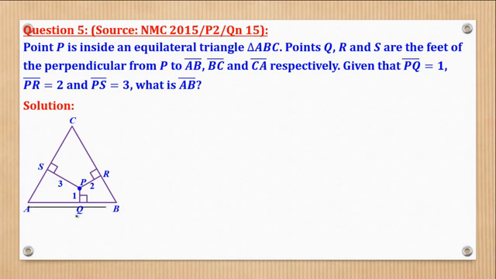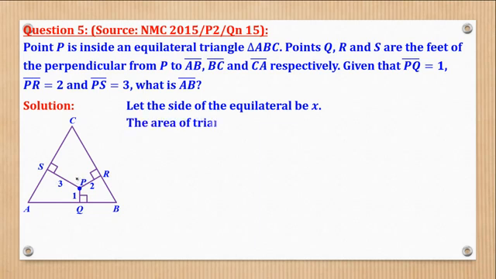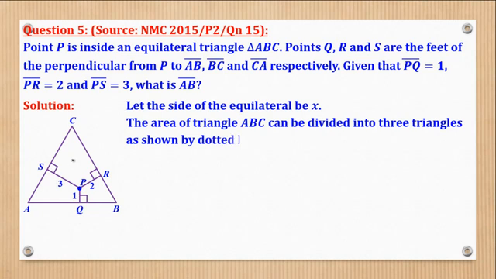Now because it's an equilateral triangle, all sides are equal. So we shall let the sides be x. So AB is x, BC is x, AC is x. But still that is not enough. So what we're going to do, we are going to divide this triangle into 3 triangles. So we are going to join this to this, this to this, and this to that. Because so far what we have cannot help us to get the side AB. So let's divide into 3 triangles.